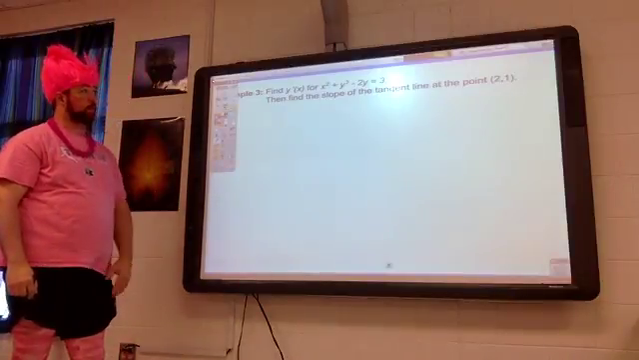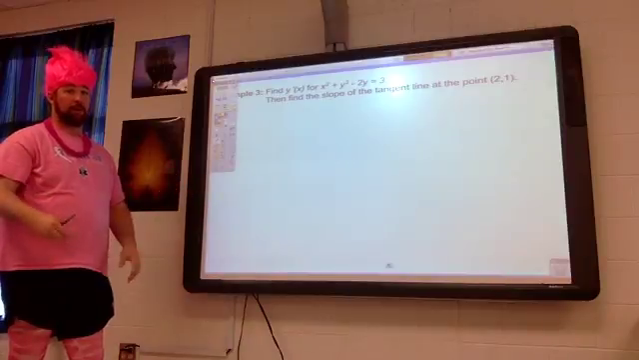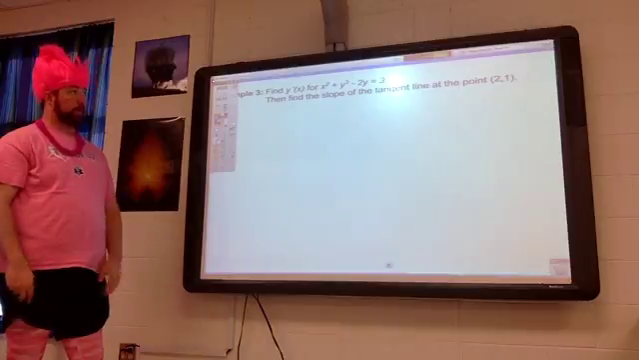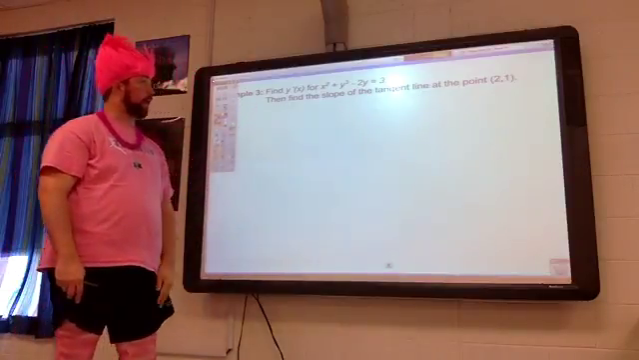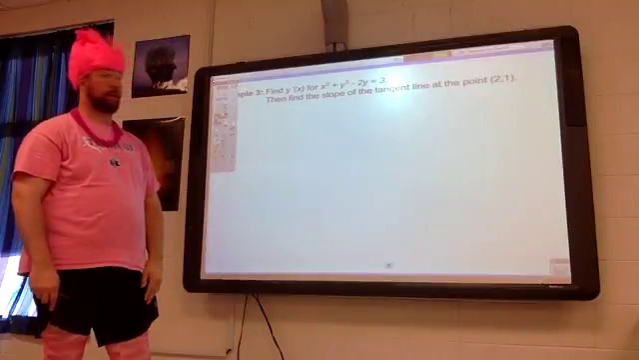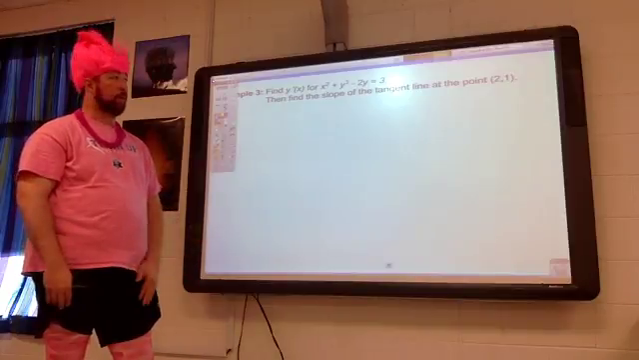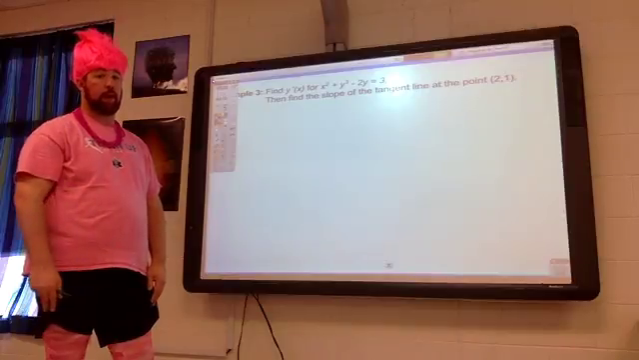Let's try this one. I want to find y prime of x. That's the same thing, y prime, dy/dx, they're the same thing, it means derivative. For x squared plus y cubed minus 2y is equal to 3. And then we're going to find the slope of the tangent line at the point (2, 1). So you're going to do just like what we did in the last problem. At the very end, plug in (2, 1). So I want you to try that right now.